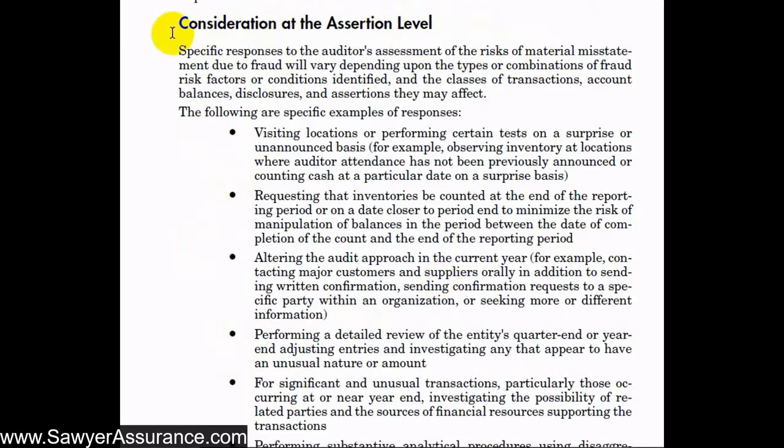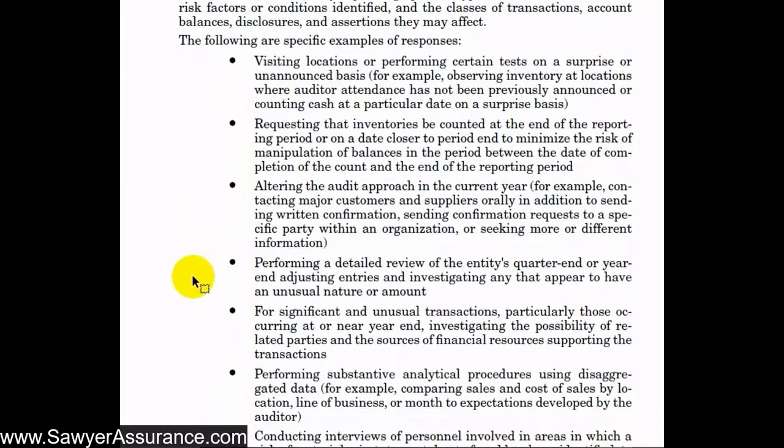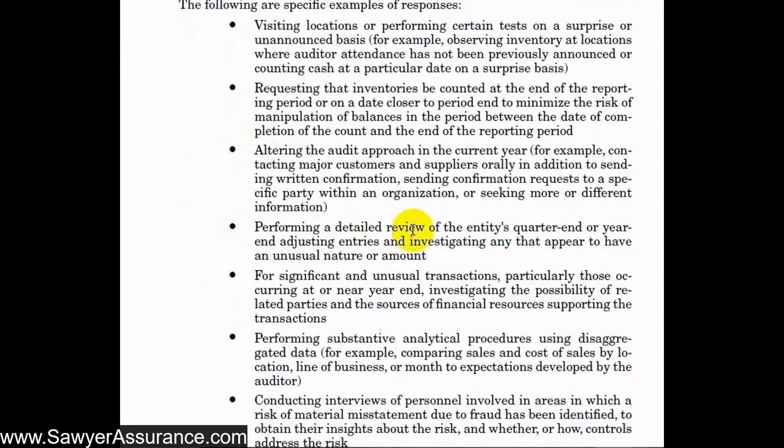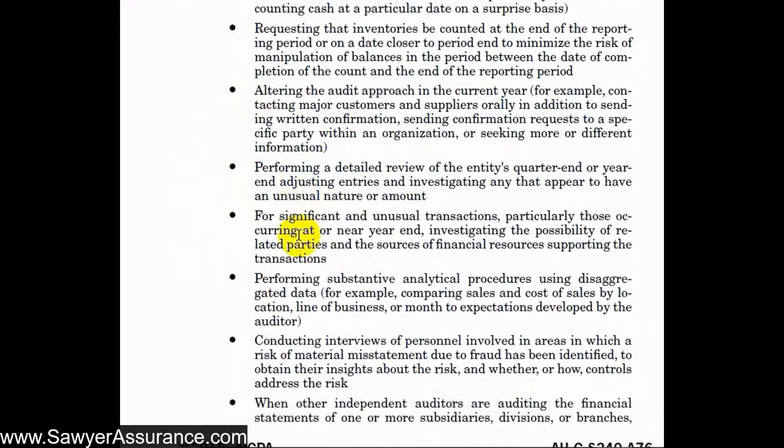And also we can remember the location of these examples in AUC Section 240. That way we can go back to it later if we do come across a high risk of material misstatement due to fraud and need some kind of guidance on what we should do about it. So we might visit some locations. We might require inventories be counted at the year end. We might alter our audit approach in the current year for an element of unpredictability. We might investigate some adjusting journal entries that look odd. We might look for related parties by looking at unusual transactions around year end.